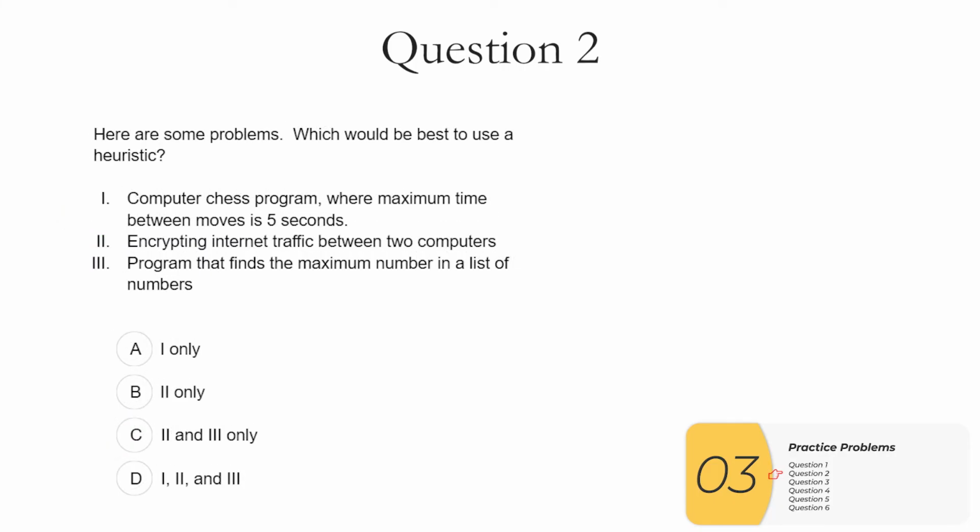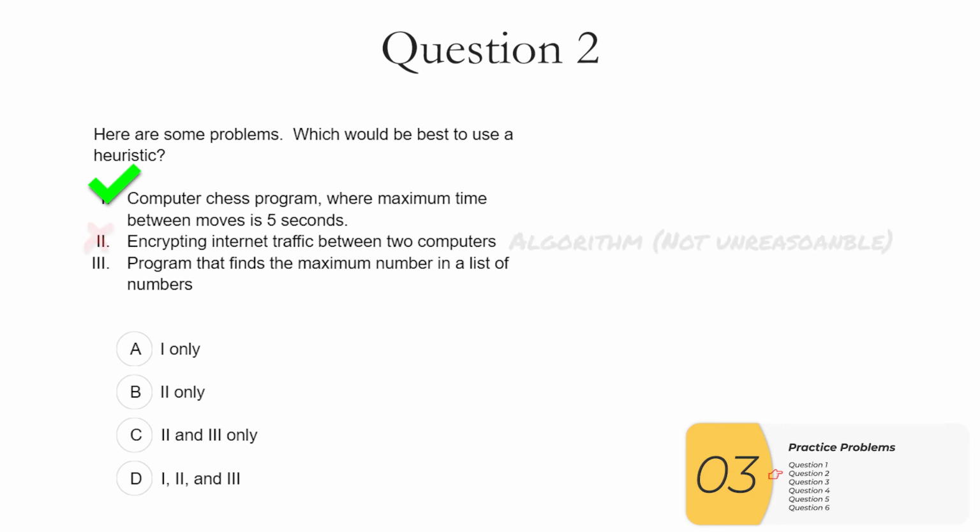All right, question 2, another similar problem. Which would be best to use a heuristic? 1, computer chess program where maximum time between moves is 5 seconds. So here, because of this time pressure, I need a shortcut. And when I need a shortcut or a rule of thumb, think heuristics. So this is true. 2, encrypting internet traffic between 2 computers.